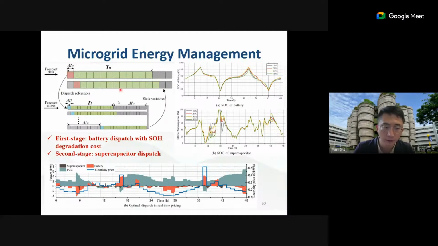Okay. Now let me show some results. Okay, so here you can see that you remember what I have said. I want to make use of the high power density of the supercapacitor and the high energy density of the battery. So these two energy storage technologies compensate each other. The battery has a relatively slow response speed. So we dispatch it in the first stage.